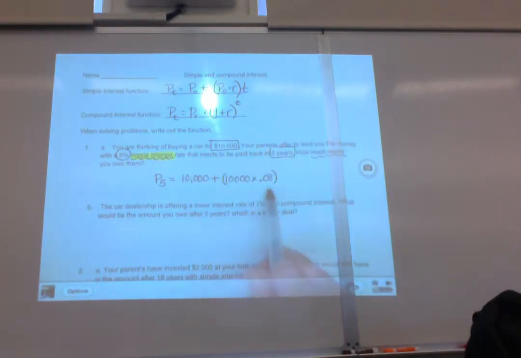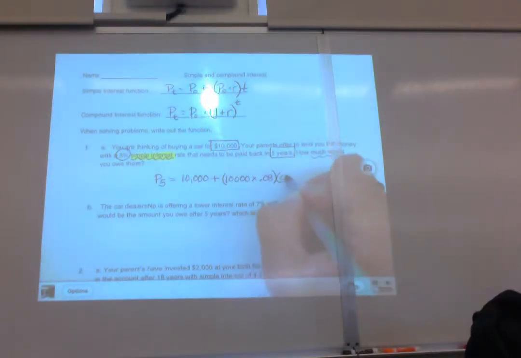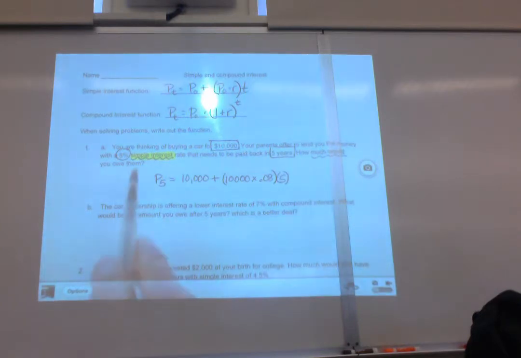Jerry, where'd they get the 0.08? From the interest. Okay. And now I need one more thing. What else do I need? The years goes on the back. Okay, simple interest. Here's our important pieces. 10,000 is starting amount. 0.08 is the rate. 5 is the years. Put that into your calculator. Get a total for us.